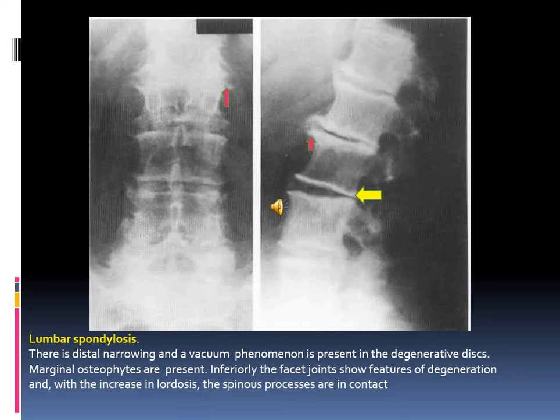Also, we can see prominent bones anteriorly, which are more prominent in the lateral X-ray. These are called osteophytes, and they are marked by the red color in both views. So this represents the osteophytes.